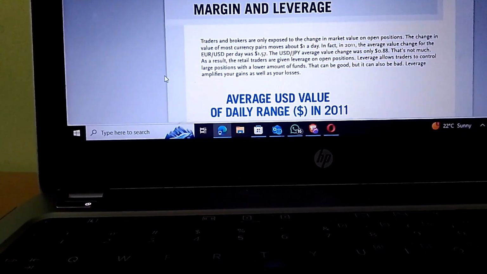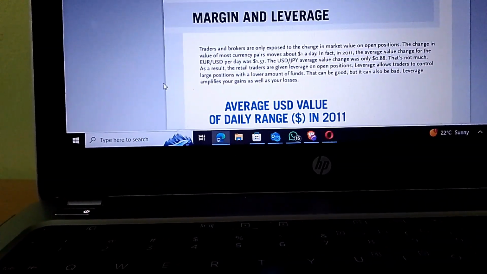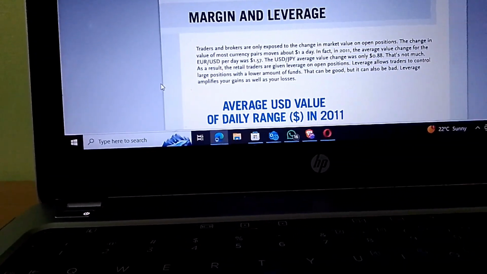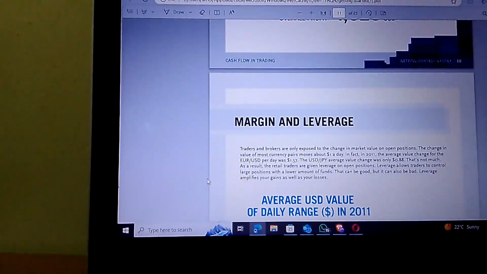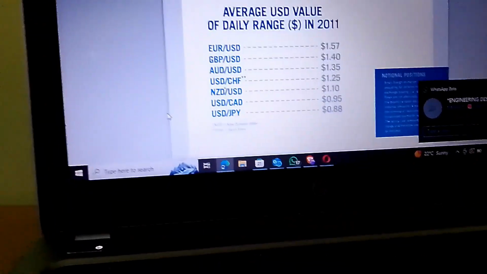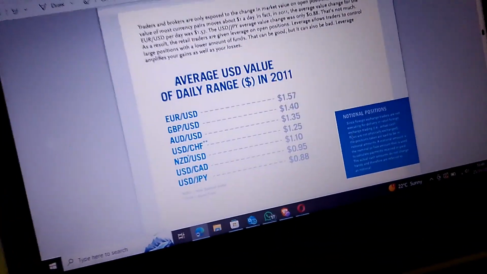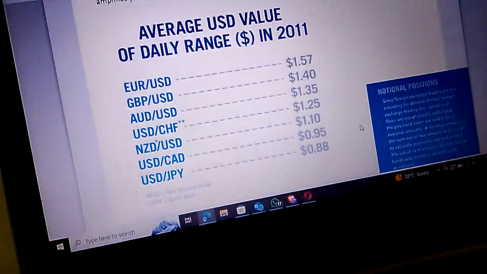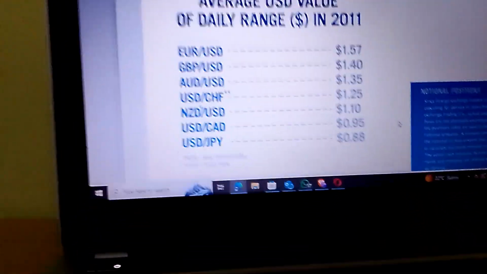So let's go on. They say leverage allows traders to control large positions with a lower amount of funds. That can be good, but can also be bad. Leverage amplifies your gains as well as your losses. So it's like you're being loaned something. You are being loaned some part of money so that you make big trades, while you can make big losses or big profits because you are trading on leverage. You are leveraged some money.